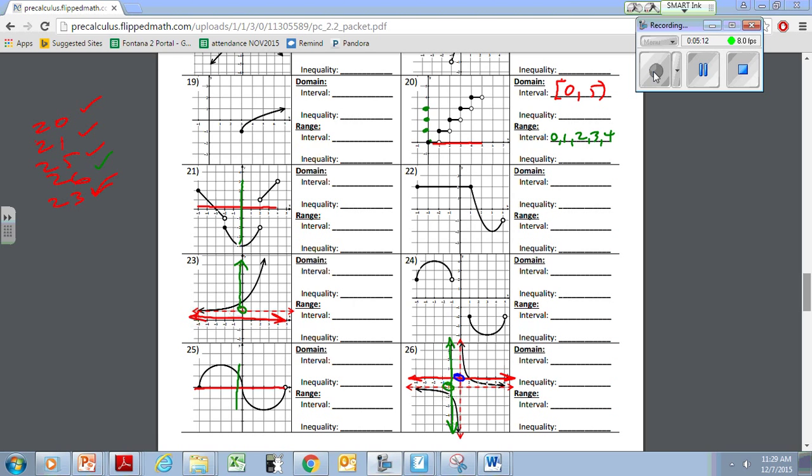0, 1. Every place that the line, if we were to shoot it this way, would hit the y-axis, that's a range. So it would hit at 0. It would hit at 1. It would hit at 2. 3, and so on. Those sound effects, that's me.